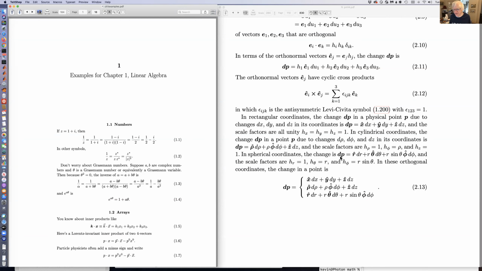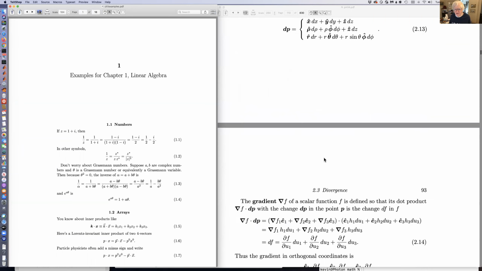In spherical coordinates, the change in the point is r hat dr, r theta hat d theta. This is the polar angle from the top. And then the angle going this way is r sine theta phi hat d phi. It's r sine theta because if this is the z-axis and the angle theta is like that, then when you change phi, you move according to this moment arm, which is r times the sine of this angle. So the scale factors are 1, r, and r sine theta. And to summarize those equations that we went through, dp is that.